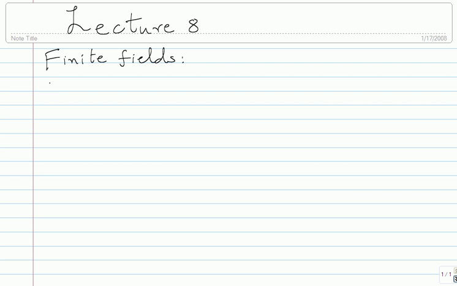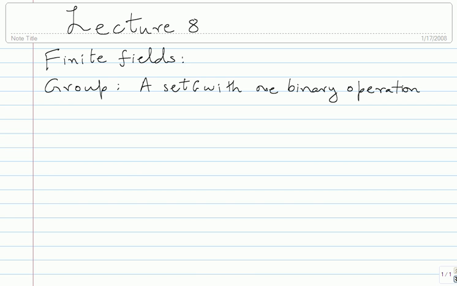Okay. So, the first definition we need is for a group, and let me define what a group is. A group is a set of elements, a set with one binary operation, right? Okay, let me be very precise. A set G with one binary operation, I'll denote it plus, is a group if a few conditions are satisfied.